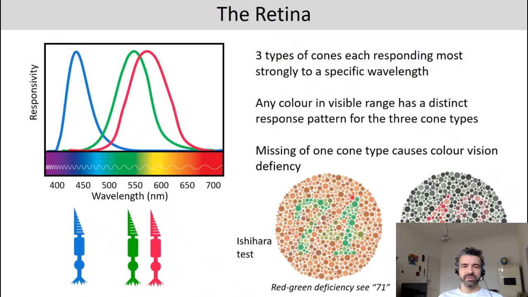So maybe some of you have seen these tests that test for color blindness, the Ishihara test. Of course, these are not the ideal lab conditions where you would normally test this, but if you're now at home sitting at your screen and if you see a 71 here, there is some indication that you might have a red-green deficiency. Without any color deficiency, what you would see here is a 74.